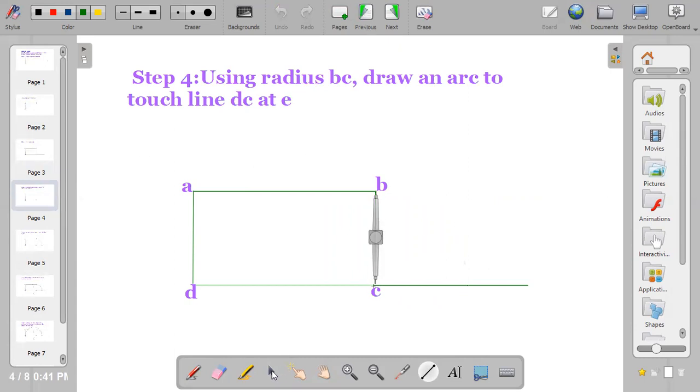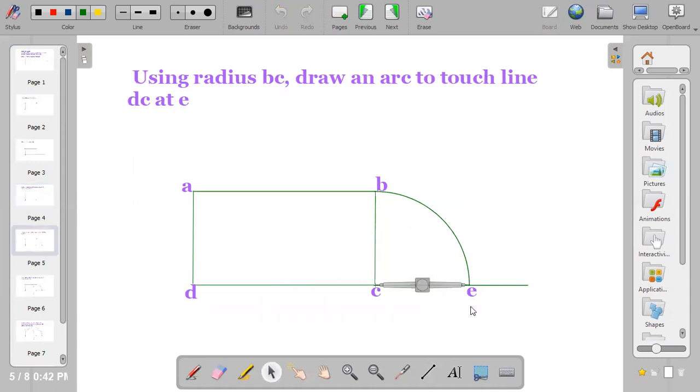Bring out your compass, take the radius of BC and use it to draw an arc on line DC. So this is the radius of BC. Use it to draw an arc on line DC at point E. You name this point as point E.